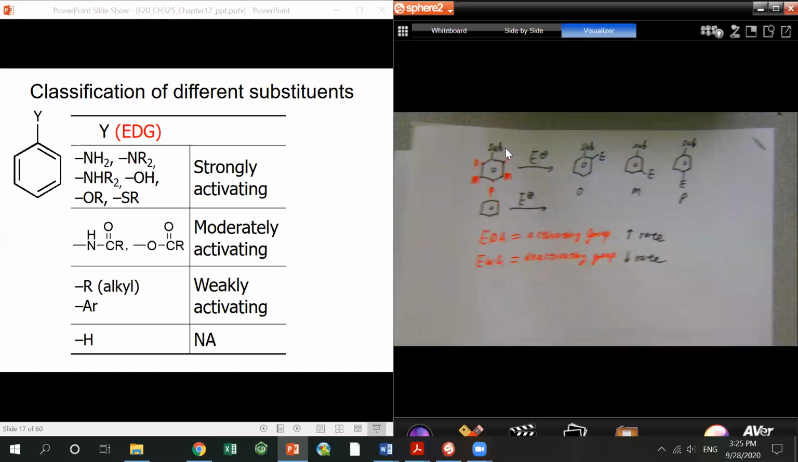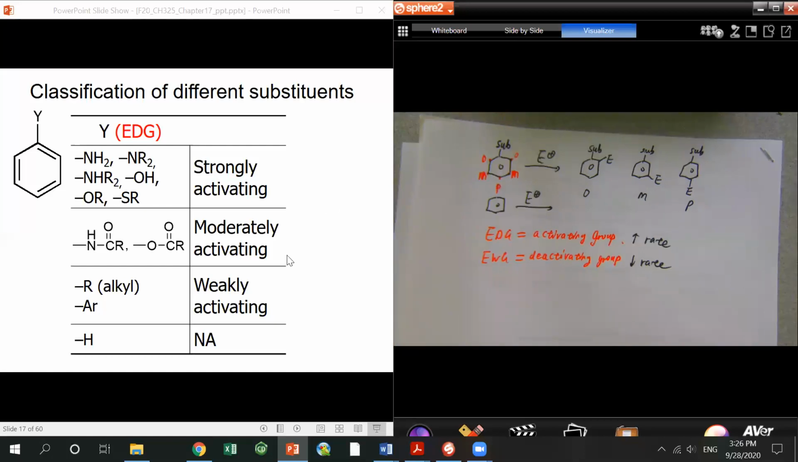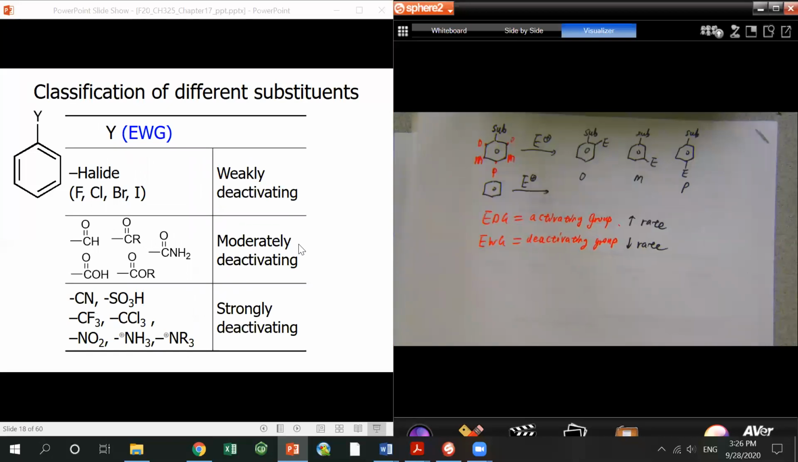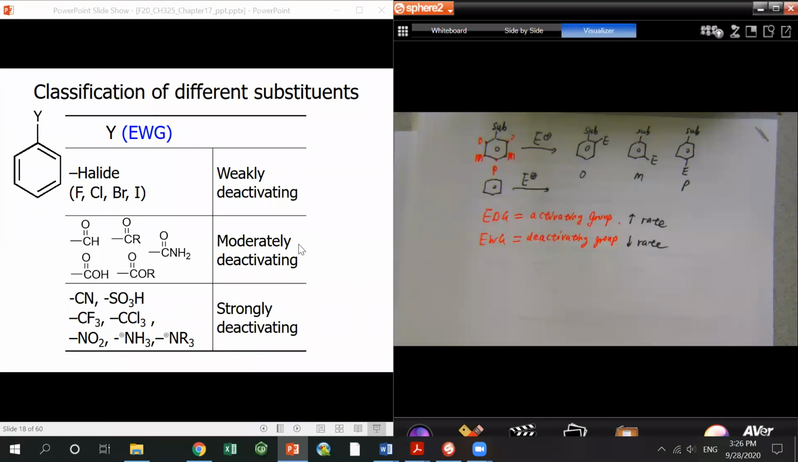All right, let's continue. For the alkyl group and the benzene aromatic compound, you can somehow donate electrons into benzene and make it more electron rich, so here we call it a weakly activating group. Next are the electron withdrawing groups. Still we have three categories. The first one is the halides: fluorine, chlorine, bromine, iodine. That's a weakly deactivating group.